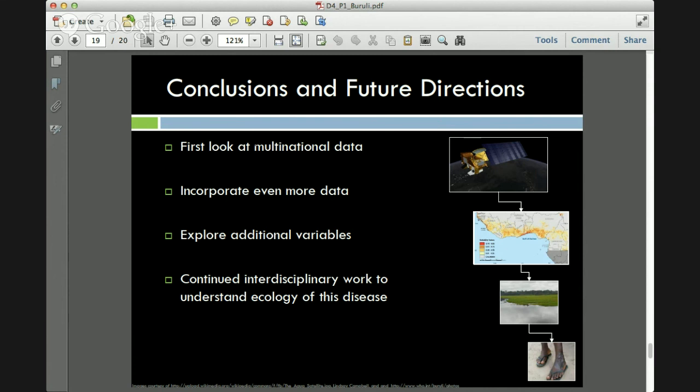And we also would like to explore some additional variables such as different soil properties or precipitation. And we want to continue working with everyone across the world and in different disciplines.